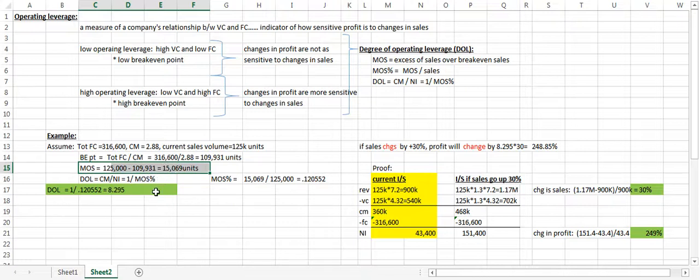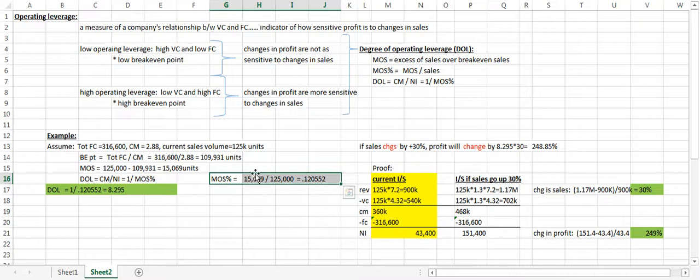The degree of operating leverage would be 1 divided by the margin of safety percentage. And here I compute the margin of safety percentage as follows. This is the number of units in excess of break-even point divided by current sales. So that margin of safety percentage is 12% roughly. The degree of operating leverage is 1 divided by the margin of safety percentage, or 8.3 roughly. And what this means is that any percentage change in sales will affect net income by 8.3 times that change in sales.